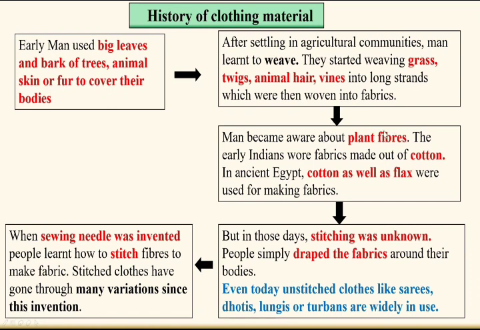Man became aware of plant fibers. The early Indians made fabrics of cotton. In ancient Egypt, cotton as well as flax were used for making fabrics. But in those days, stitching was unknown. People simply wrapped the fabrics around their bodies like saris. When the sewing needle was invented, people learned how to stitch fabric. Stitched clothes have gone through many variations since then.